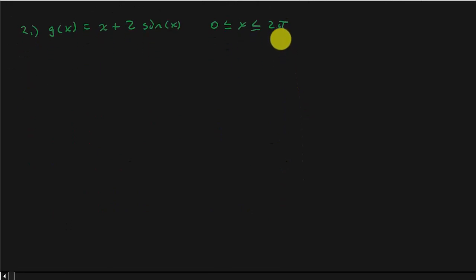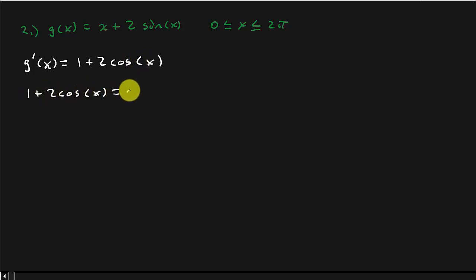We have g of x is equal to x plus 2 sine x. All right, so let's take the derivative. So I have g prime of x is 1 plus 2 cosine x. So 1 plus 2 cosine x is equal to 0. So that's going to give me cosine x is equal to -1/2.